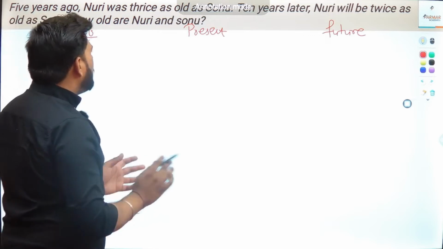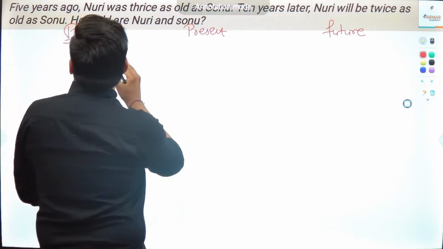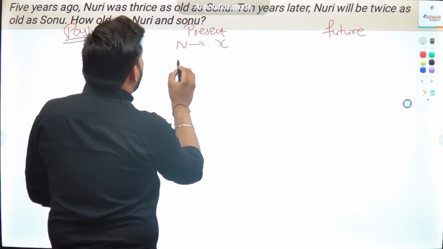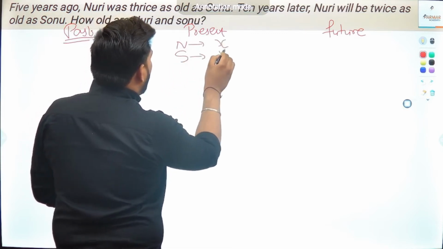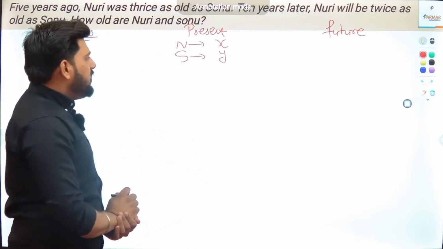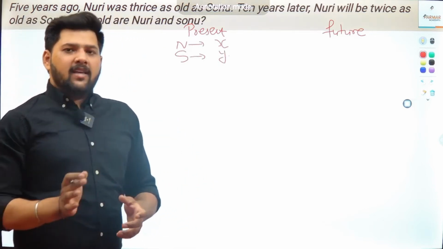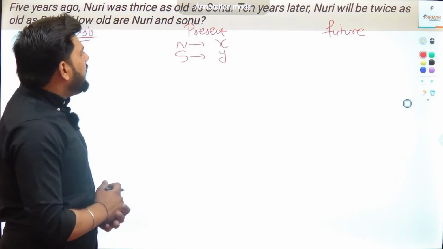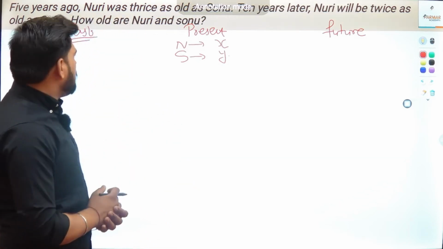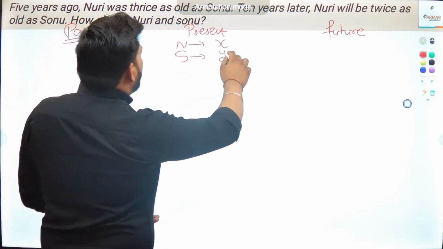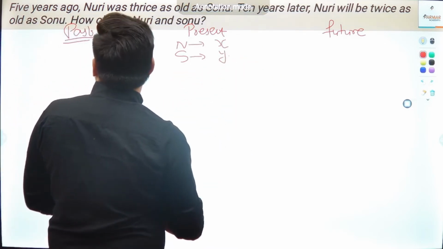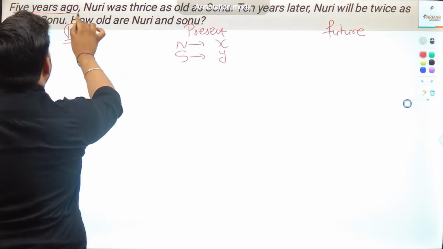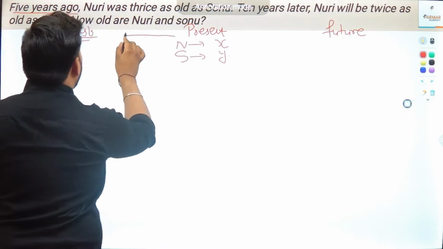As we have to find the present ages, let the present age of Noori be x years and the present age of Sonu be y years. So x and y are the present ages of Noori and Sonu respectively. Now 10 years later, Noori will be twice as old as Sonu, but this is the second condition. The first condition is 5 years ago. 5 years ago means in the past.